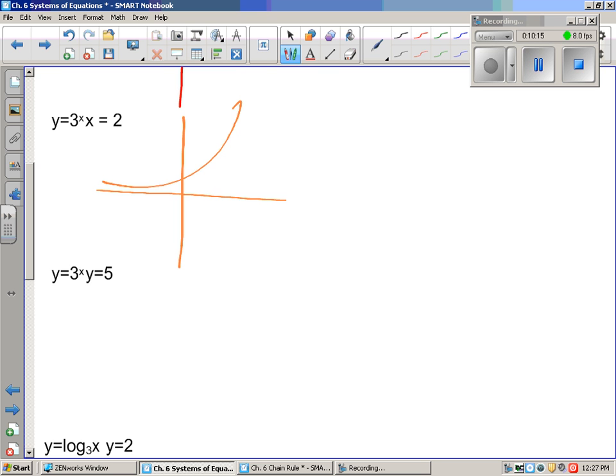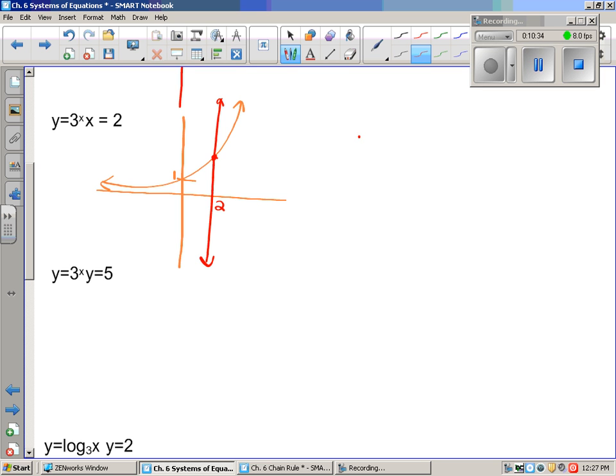Swoosh. Crosses at 1. Please make sure you label it. X equals 2. What does that look like? Very good. Vertical line. But we got to figure out that point of intersection.